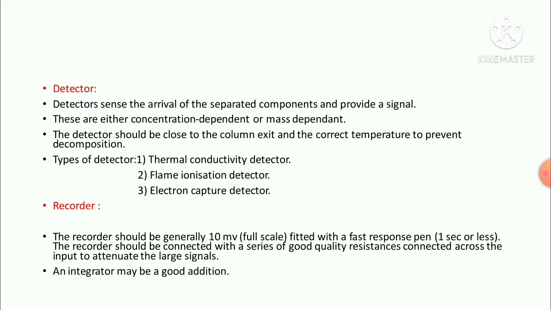Then the next part is the detector. The detector is used to detect the components of the mixture, and the separated components provide a signal. There are 3 types of detectors used. First is the thermal conductivity detector, then the flame ionization detector, and the last one is the electron capture detector. In my last video, I explained the thermal conductivity detector, and in my next video, I will try to explain the flame ionization detector and electron capture detector also.